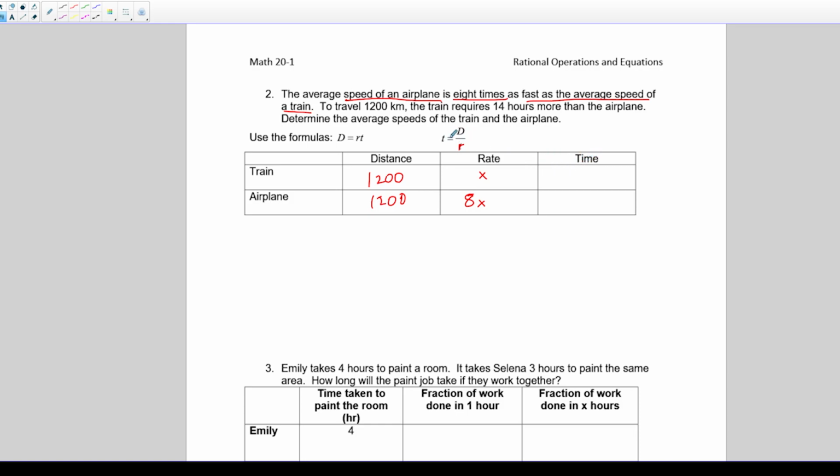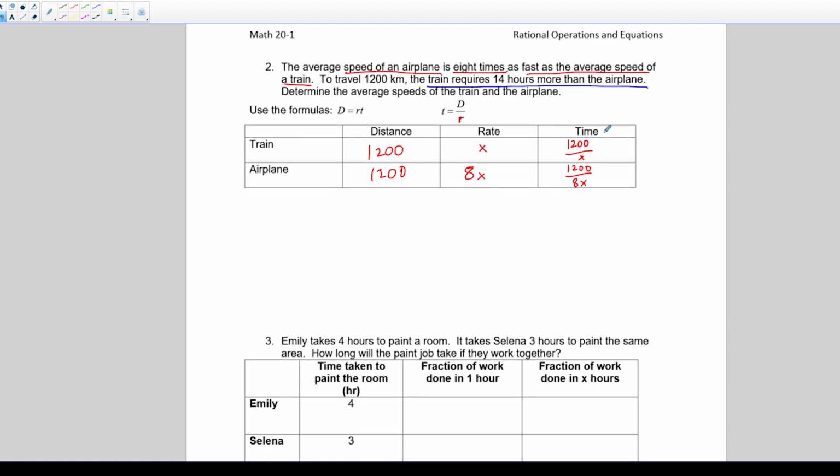Using our time formula here, t is equal to d over r. Our time can be represented as 1,200 over x for the train and 1,200 over 8x for the airplane. So we want to be able to use the rest of this information here to help us figure things out. To travel 1,200 kilometers, the train requires 14 hours more than the airplane. So there's a few different ways we can actually express this information as part of an equation.